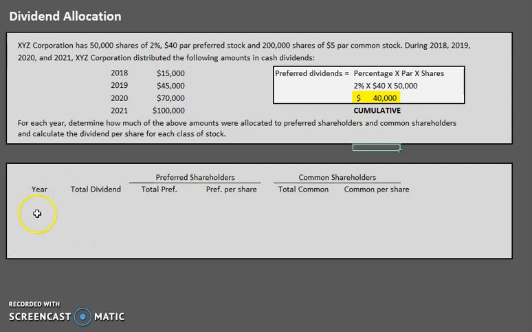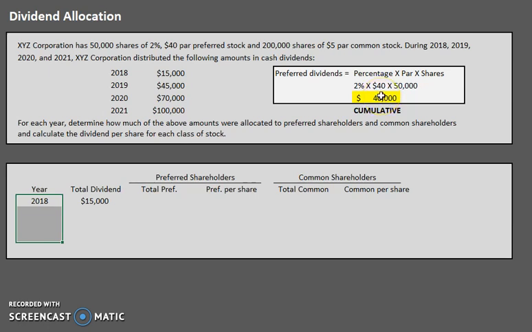So let's see how this would work with our first year. For our first year, 2018, we see that they are giving out a total dividend of $15,000. So with that $15,000, we must determine how much is going to go to preferred shareholders and how much will be going to common. Now let's take a look at our preferred dividend calculation from before. How much were preferred shareholders entitled to? They were entitled to $40,000.